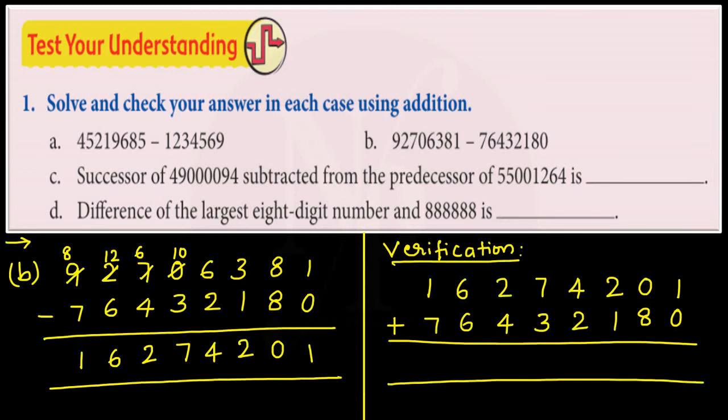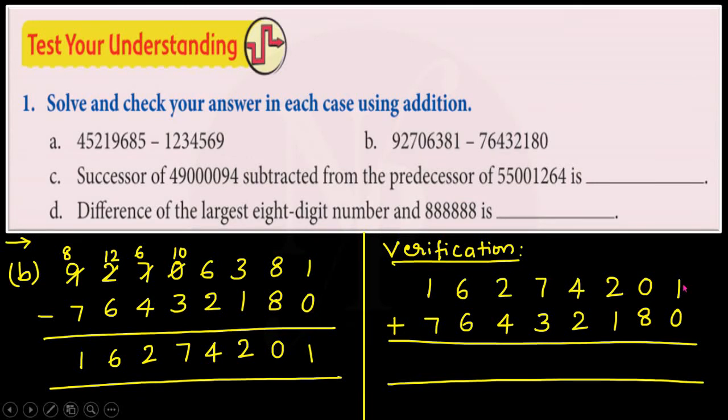Here for verification, the difference and the subtrahend are written one below the other. Now we will add these to obtain the sum, which must be same as the given minuend in the question. Let us add these numbers now.